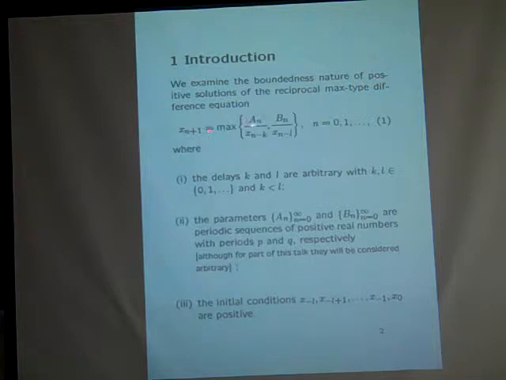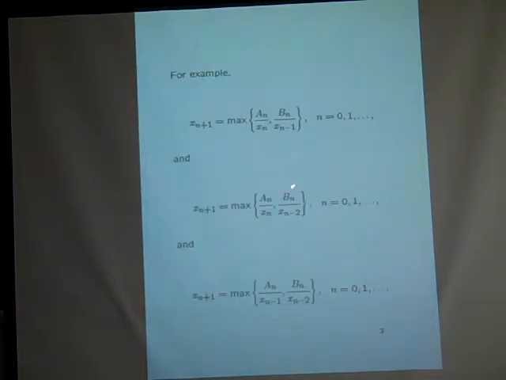But here's the maximum function, and k and l are arbitrary delays. We have reciprocal terms, and a_n and b_n are parameters that are variable. Mostly, in the end, we'll consider them periodic, but in the middle of the talk, they don't necessarily have to be periodic. They can simply be arbitrary. Everything is positive. The initial conditions are positive, so solutions, and a_n and b_n are positive sequences. And, for example, we in particular had studied, Michael and his grad student, max equations with k and l that look like this equation, 0 and 1, or this equation, or this equation.